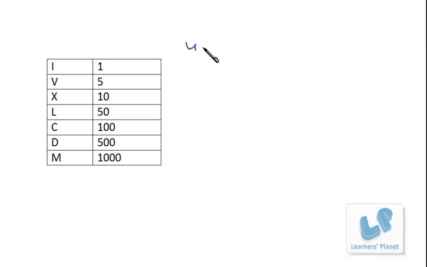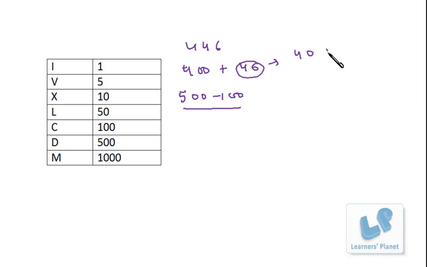446. Now it is 400 plus 46. We start like this. Then 400 can be written as 500 minus 100. I put an underline over here. Then it can be written as 40 plus 5 plus 1.